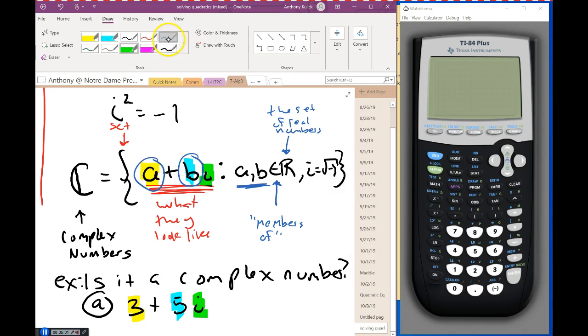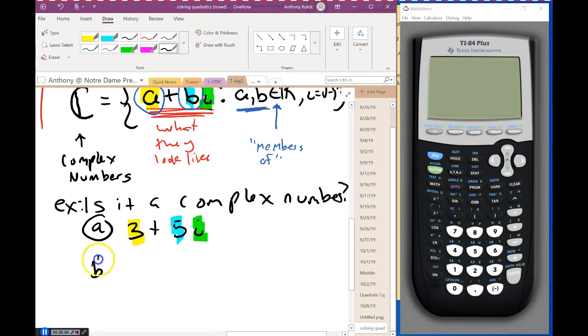So we have names for these parts. The a we call the real part. The bi we call the imaginary part. So a complex number has two parts. It has a real part, the part without the i, and the imaginary part, the part with the i. Let's do another example about deciding whether this is a complex number or not.